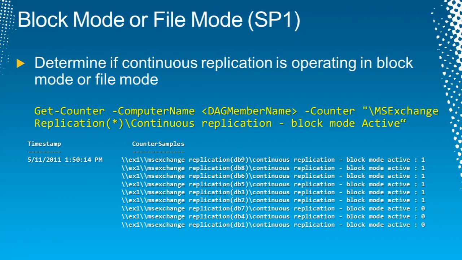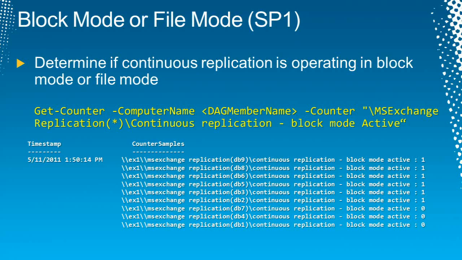Okay? It's the MS Exchange Replication slash, it's actually repeated twice, which is why I had that star there instead. If you look at the counter, it's actually MS Exchange Replication slash MS Exchange Replication, but instead of typing that out twice, use the asterisk for the second instance. And then the actual counter name itself is Continuous Replication - Block Mode Active. That counter will have a value of either 0 or 1, as you can see on a per database level in the example. Okay?